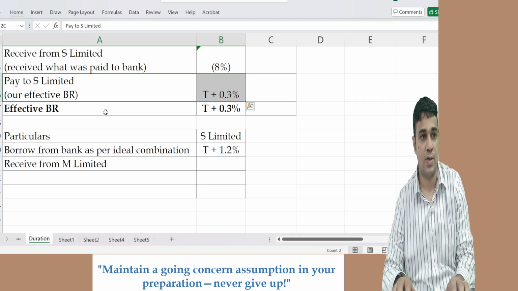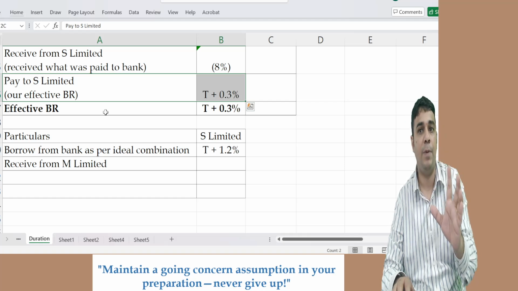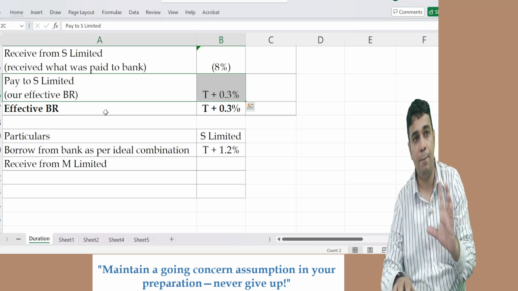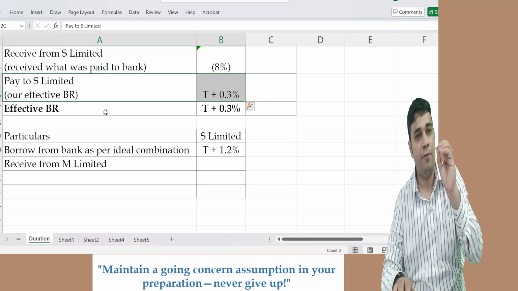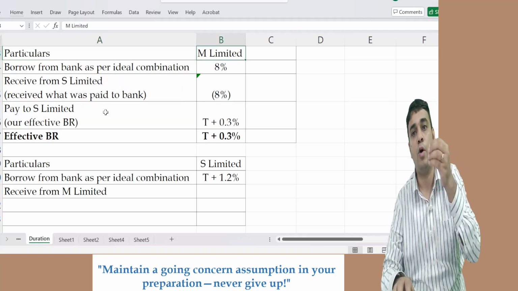I've already done the structuring. Copy the same number because this is only what I can receive. They are going to pay me T plus 0.3, and I will receive whatever they are paying. Structuring is already over. We are just writing the other side party. This is already done. We are just going to copy paste the number.